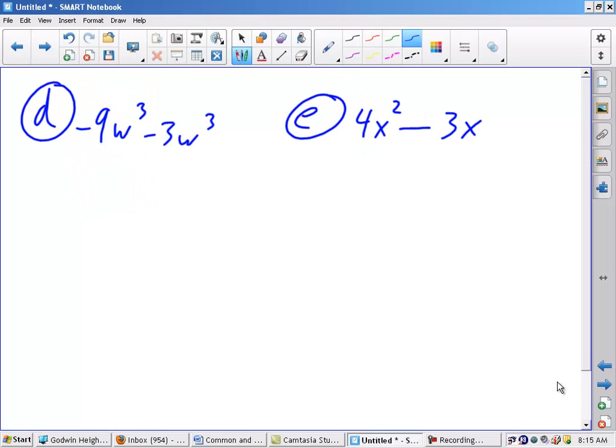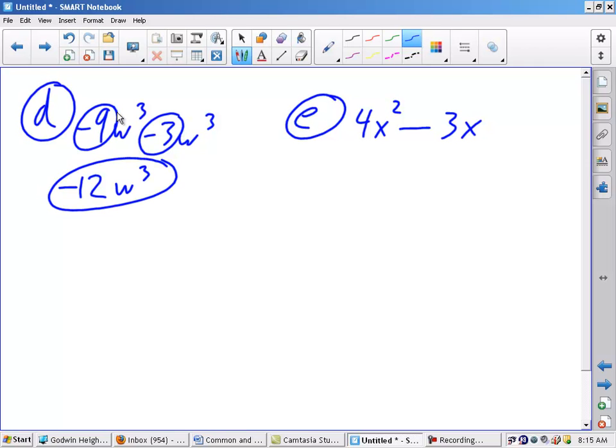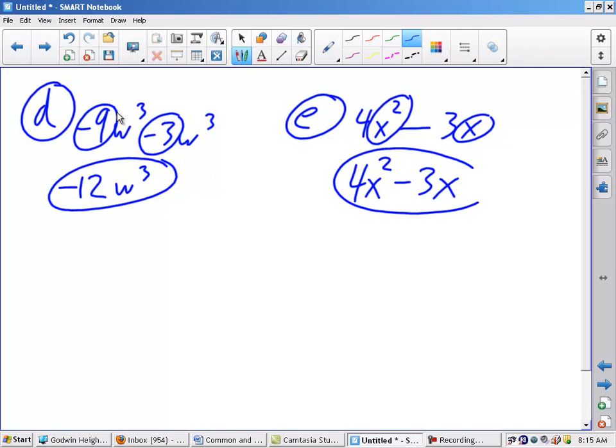Alright, last two problems. If I look at this, I see w to the third in part D here, and I simply want to focus on my negative 9 and my negative 3. Negative 9 plus negative 3 as integers becomes negative 12, w to the third. And as I look over at part E, I see 4x squared minus 3x. Now be careful. Are they like terms, or are they not? The answer is they're not. So what do you do with them? You have it simplified as much as you can simplify it, because you can't combine any farther. So that's the way you leave it.